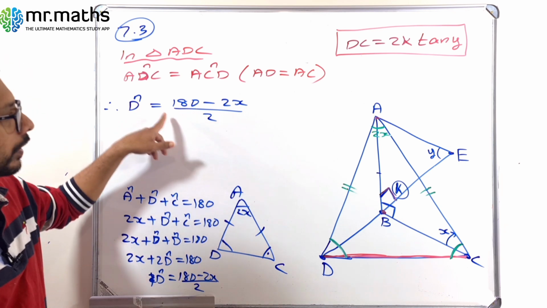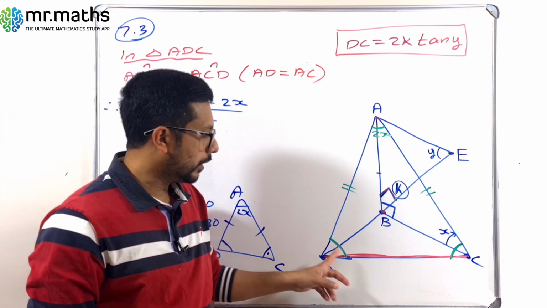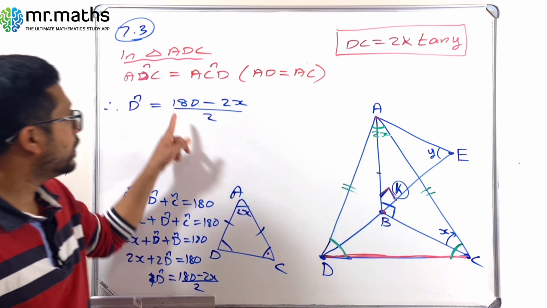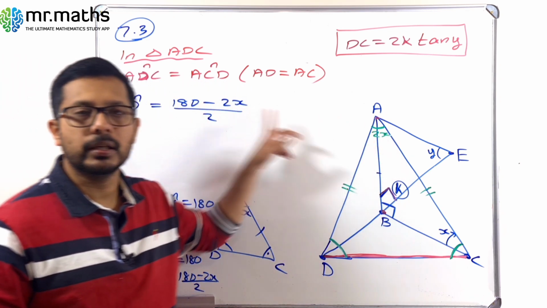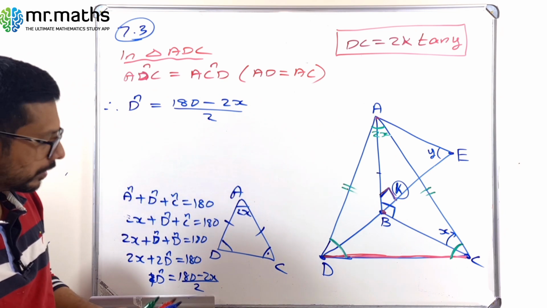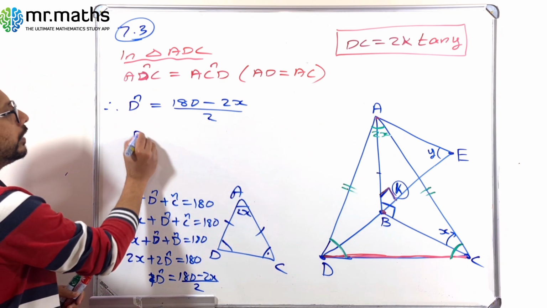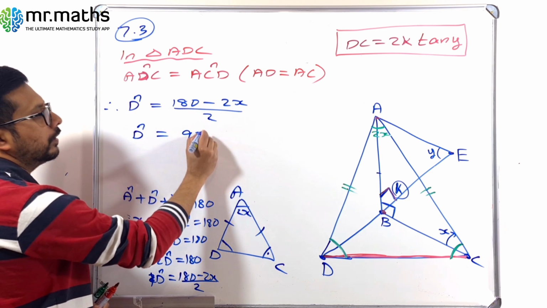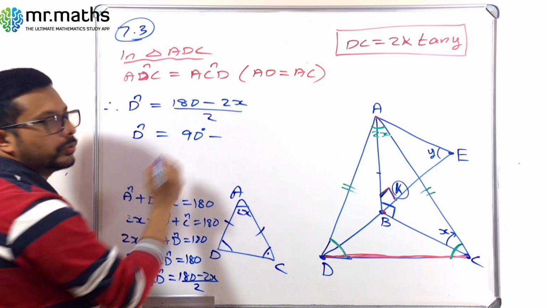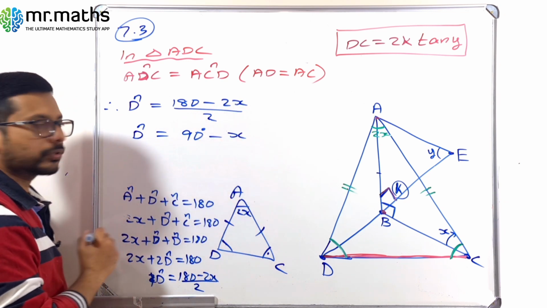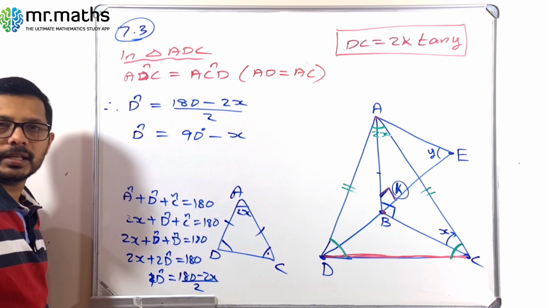Or try to practice writing it like this. So this angle is 2x and these two angles are equal. So what is one angle? 180 minus that 2x, divided by 2. Let's split this one. Angle D is equal to 180 divided by 2 is 90, minus 2x divided by 2, that is x. So angle D is 90 minus x.